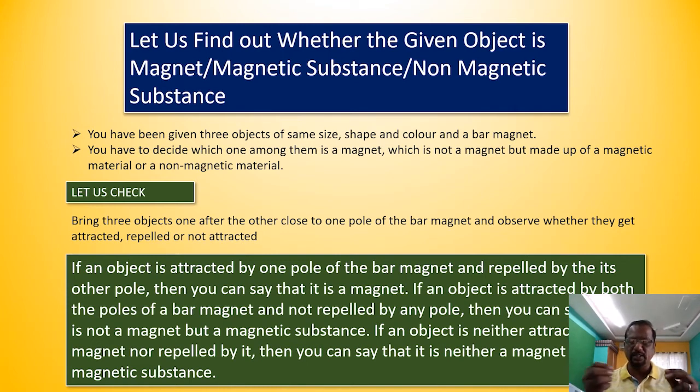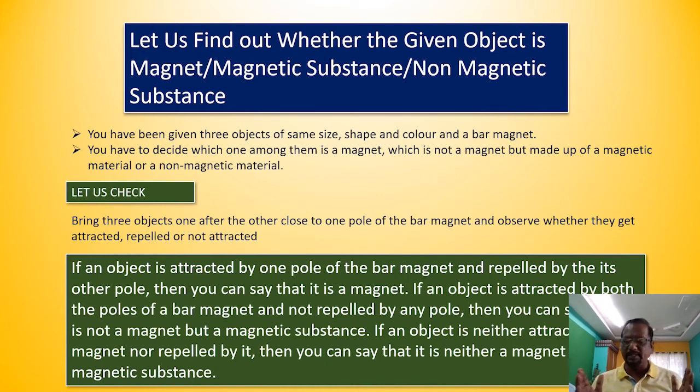Now bring the third object and find out what is happening. It is neither attracted nor repelled. Now you know the object which is given to you is a non-magnetic substance.